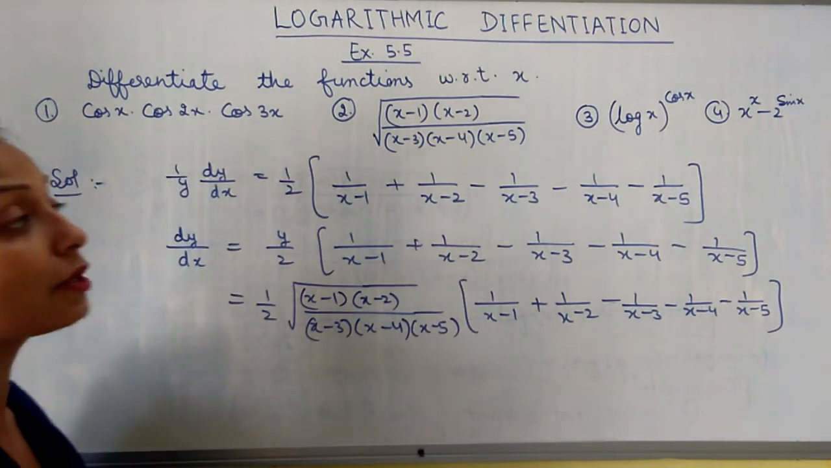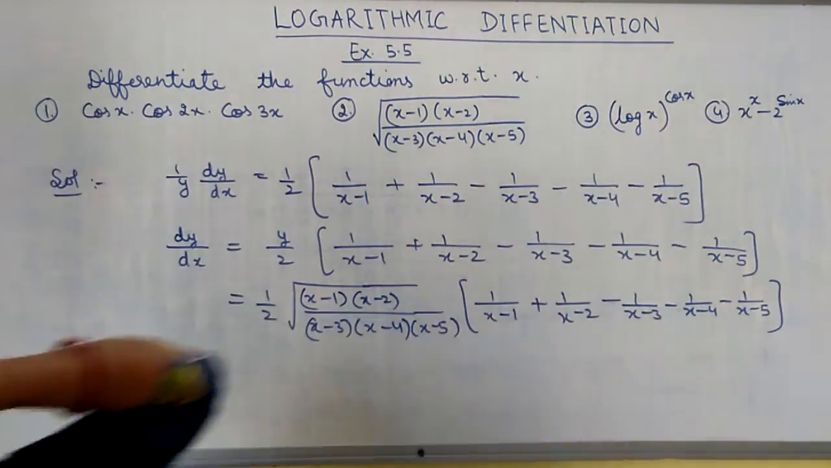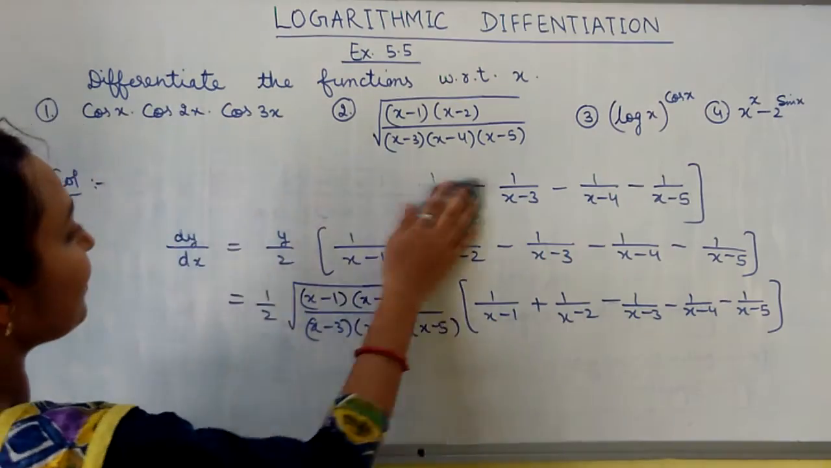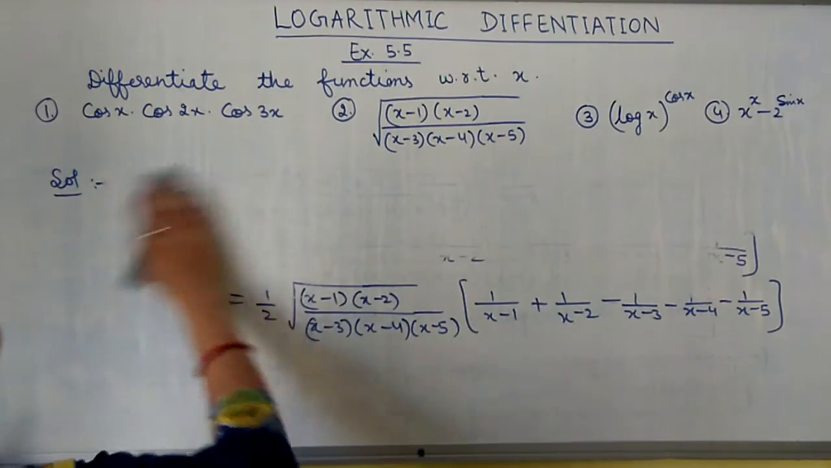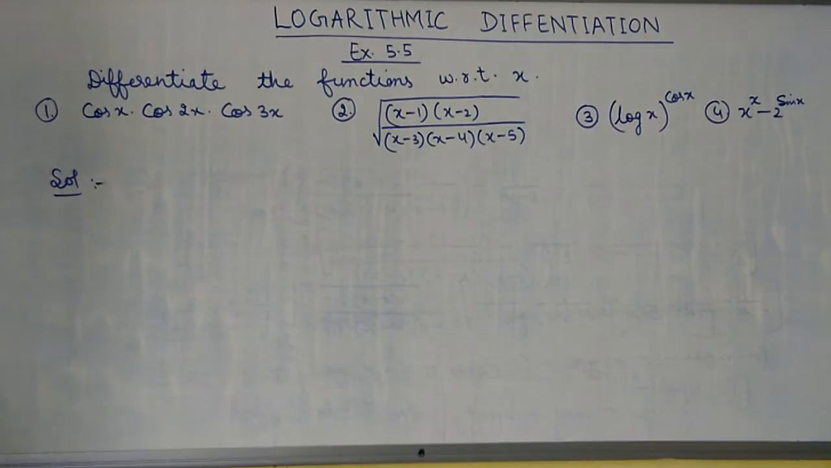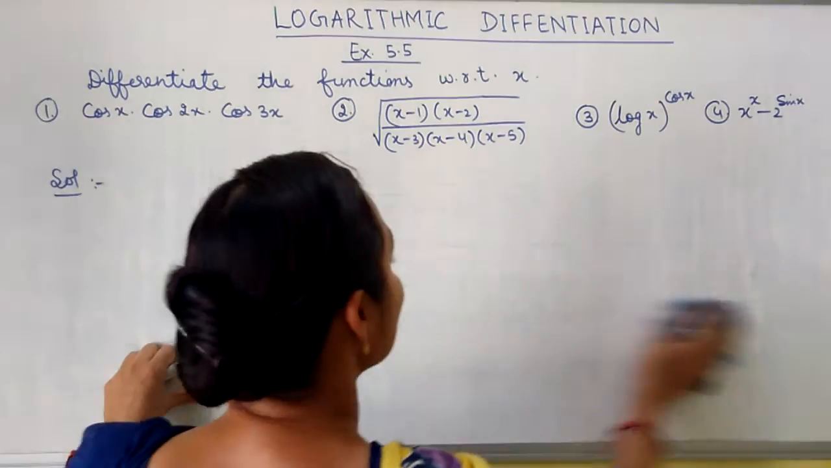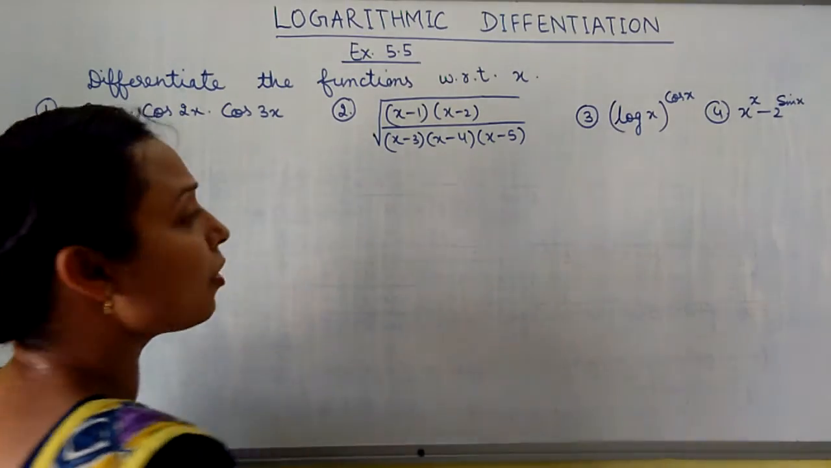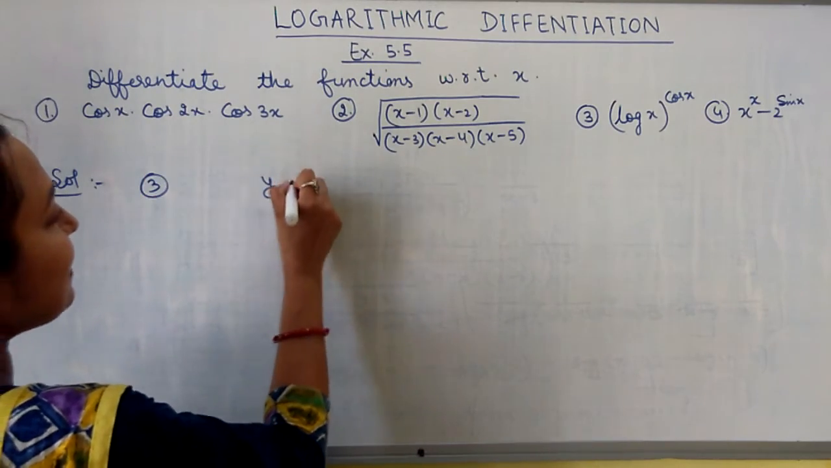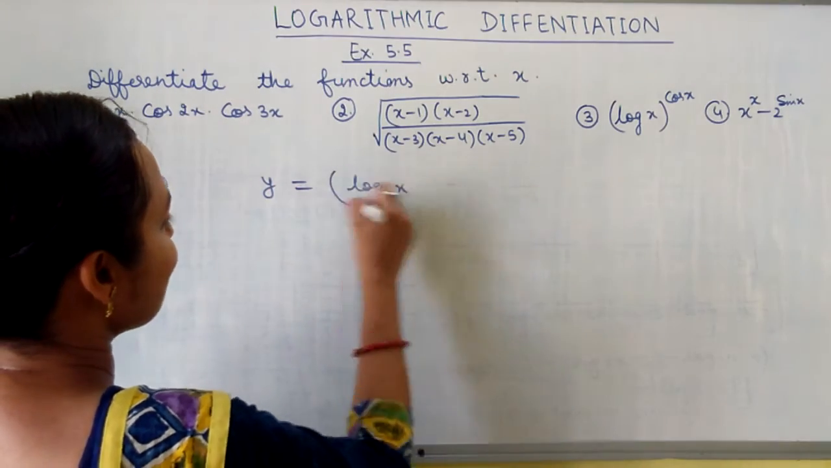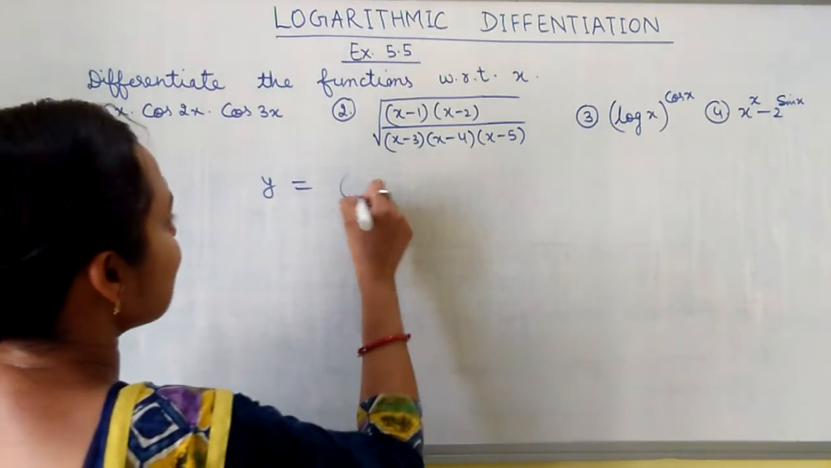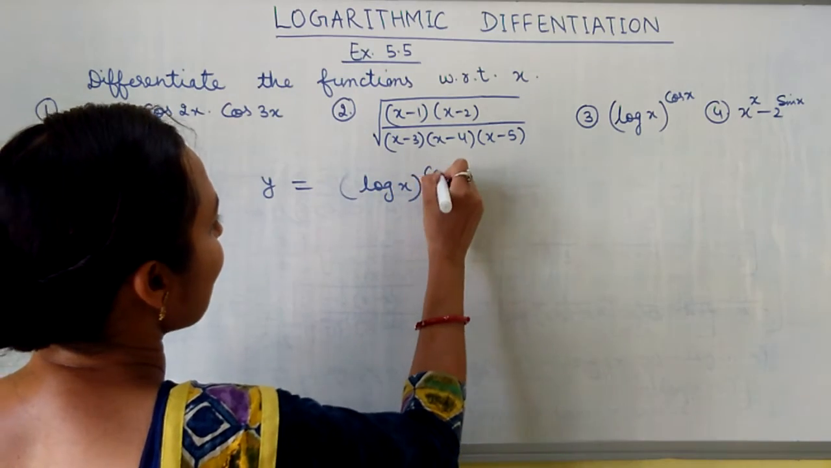Okay, now come to the third question. When a variable power variable is there, this contains less simplification, so I will use logarithmic differentiation to solve. It is a sure method for a variable power variable. If there is a variable power variable, you should always use logarithmic differentiation. The third question, y is given as log x raised to power cos x.